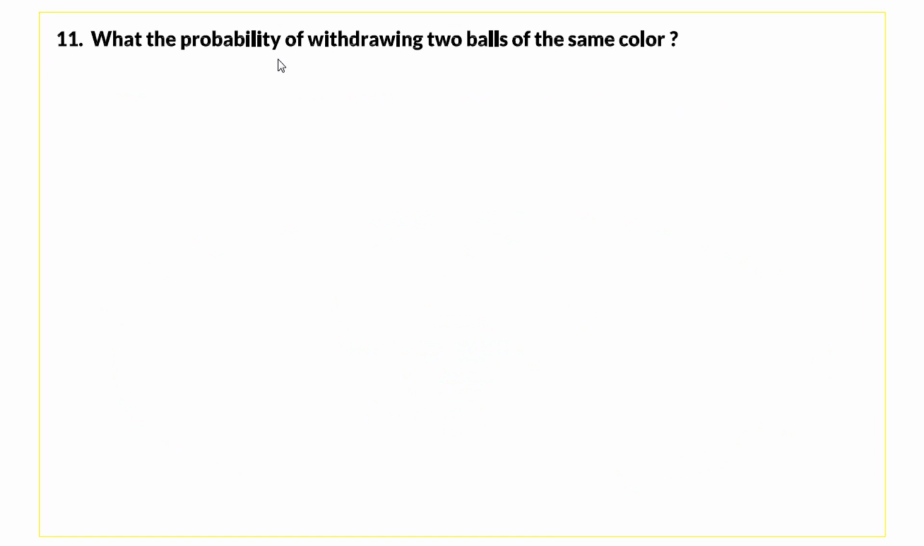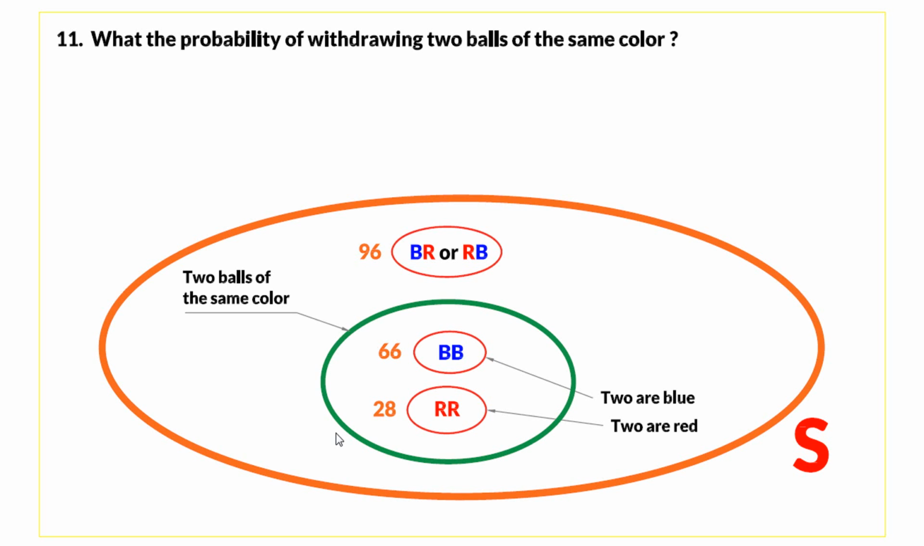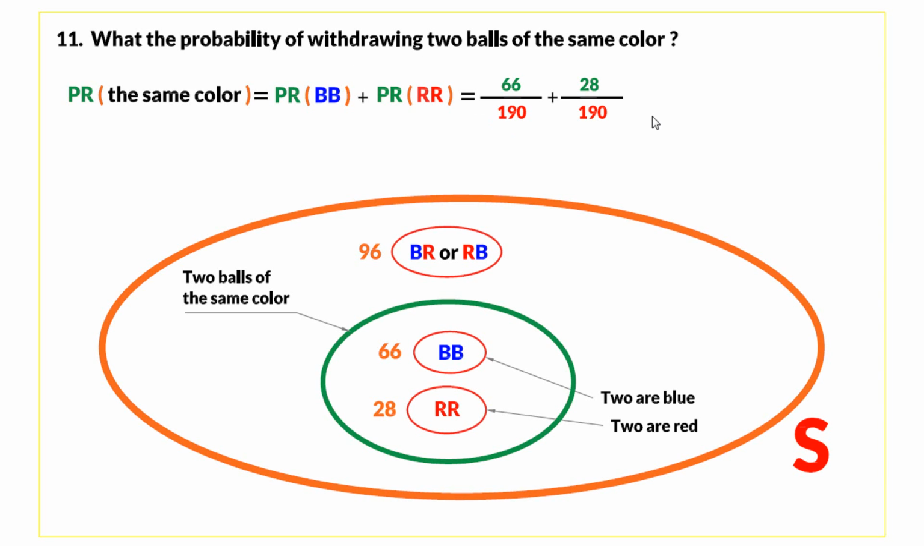Question 11. What is the probability of withdrawing two balls of the same color? So we may pick up two blue or two red, and these two events are disjoint. Their union is the event we are looking for. So the probability of this event is the sum of their individual probabilities, and that is equal to 0.49 or 49%.